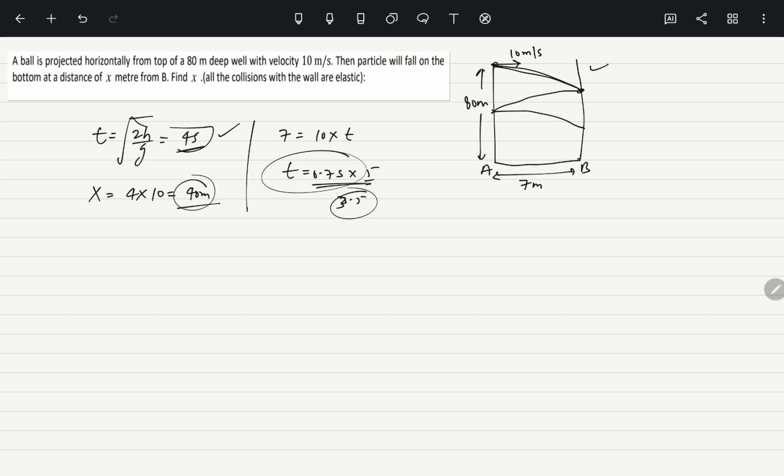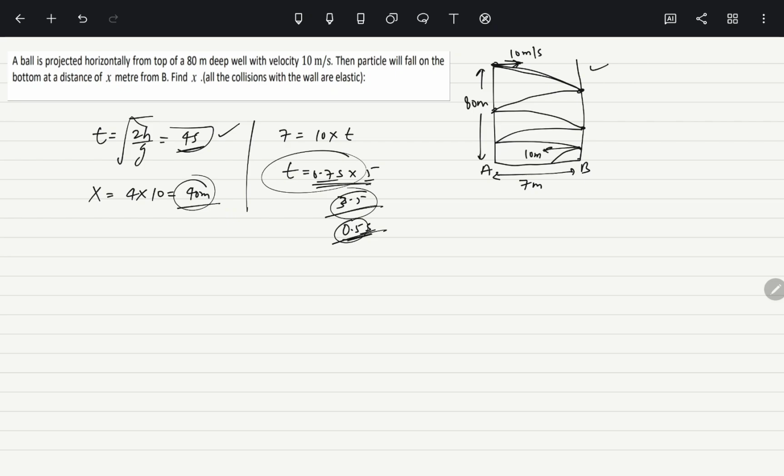So first collision, second collision, third collision, fourth collision, fifth collision, and then after the fifth collision, for the sixth collision the time interval is 0.5 second, and that is not enough to reach the other wall, because the minimum time requirement to reach the other wall is 0.7 seconds. So that means it will fall somewhere between A and B. The time interval is 0.5 seconds. So we can calculate in 0.5 second how much distance it will travel, because the horizontal speed is not going to change.